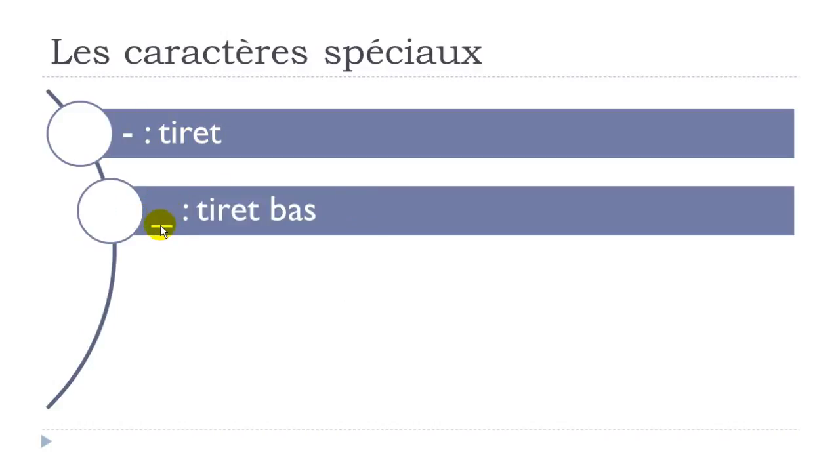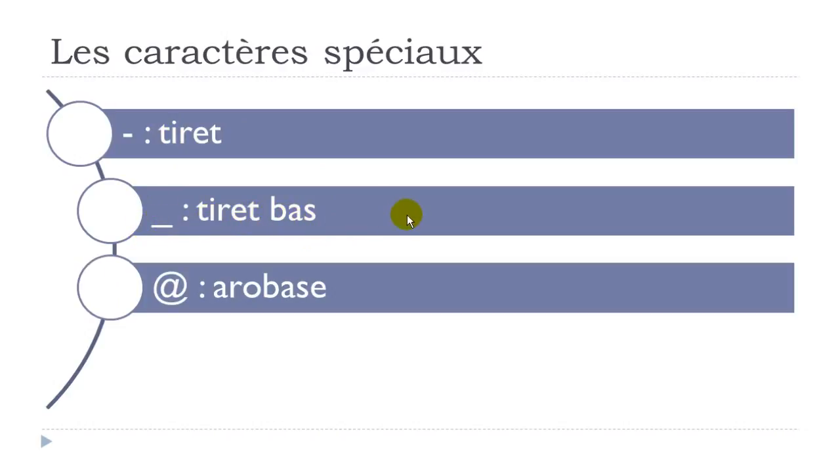All right, let's see the second one. Same thing, but it's the low one, so we call it tiret bas. Tiret bas. So remember, the first one located in the middle is tiret, and the other one here is tiret bas.